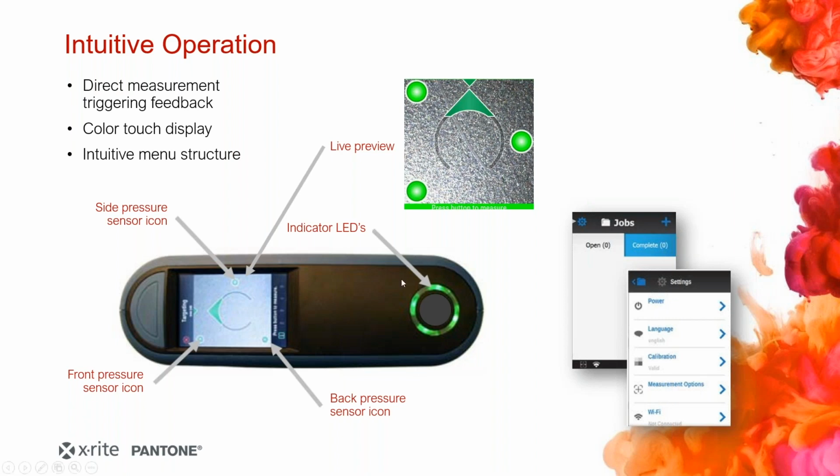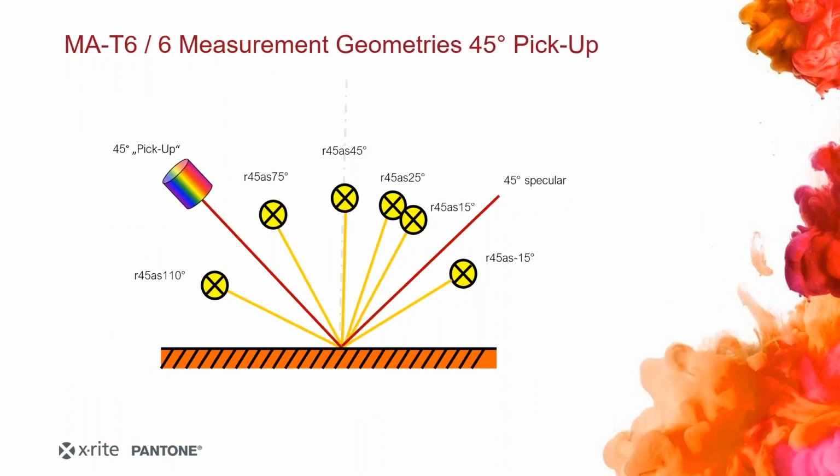An indicator LED on the backside of the instrument shows you in which operating status the instrument is. Green is when it's calculating or when it's ready to measure, yellow during the process, and red if you make an error.